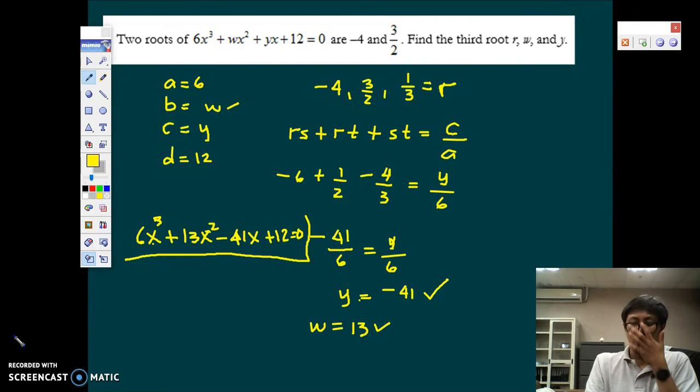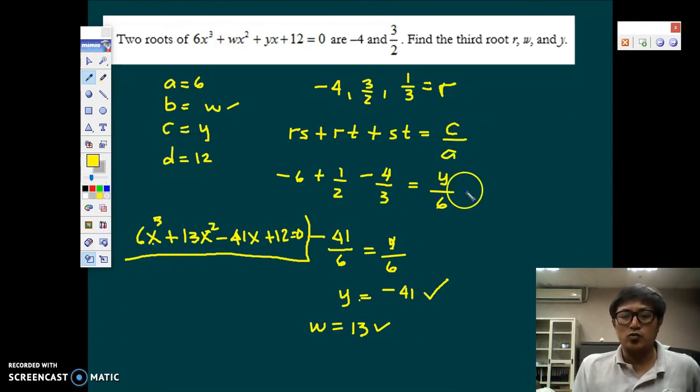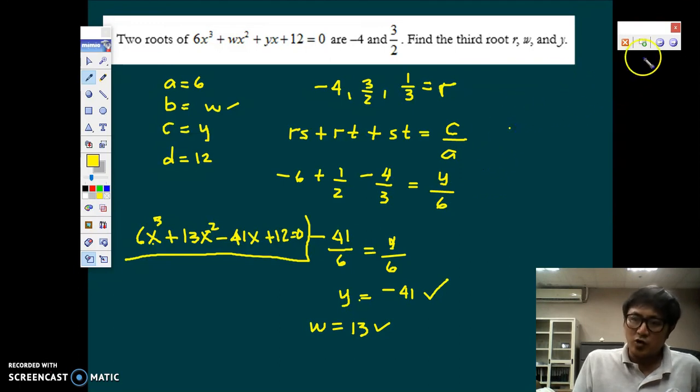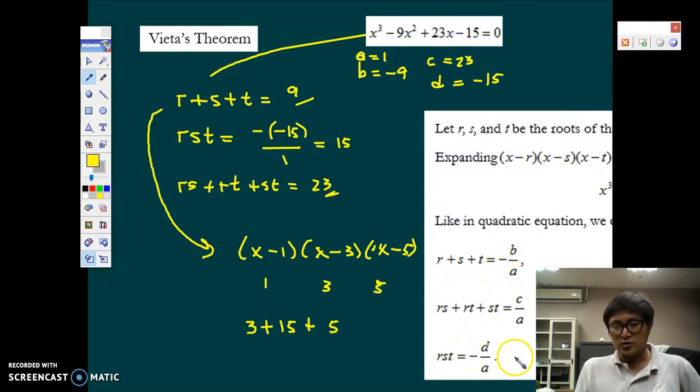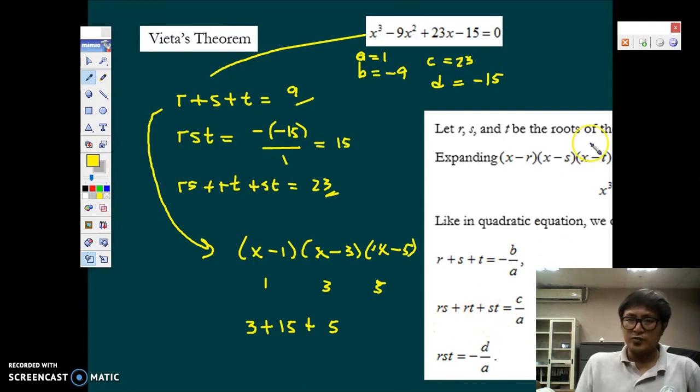So we are correct. Now, I'll just have to make another video showing more problems, harder problems. So for now, I want you to just remember these basics. The sum of the roots r plus s plus t is negative b over a. The product of the roots is negative d over a. The sum of the products of the roots taken 2 at a time is c over a.